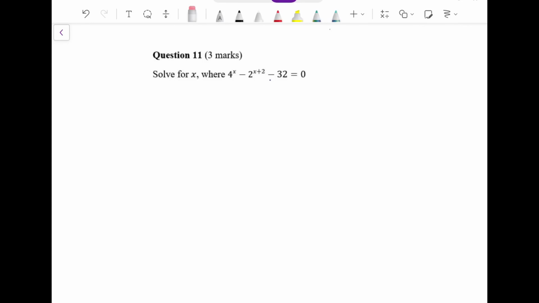So whenever there's a question that deals with indices that have different bases, you always want to try to convert them to having the same base. So we can rewrite 4 to the power of x as 2 to the power of 2 to the power of x, minus 2 to the power of x plus 2, minus 32 is equal to 0. We can then switch this around to be 2 to the power of x, to the power of 2, because the values of 2 and x are multiplied anyway, so it doesn't matter if it's inside or outside of the bracket.